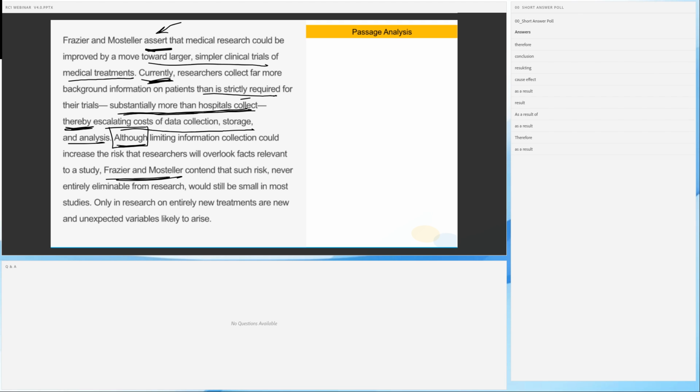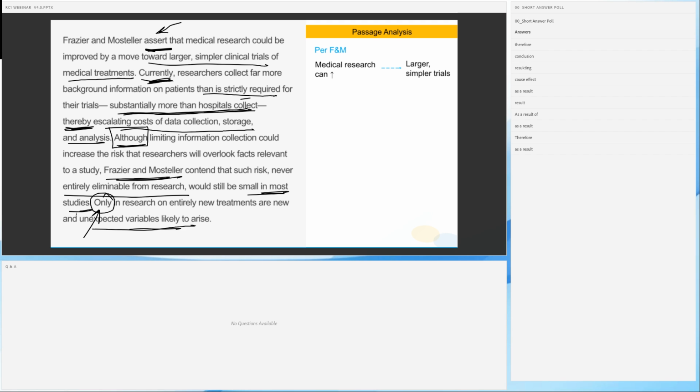F&M assert that such risk, never entirely eliminable, which means that risk is never zero, would be small in most cases. So that risk would be very, very small. Only, again, a very important keyword, in research on entirely new treatments are new and unexpected variables likely to arise. So they say there's one exception to this. Only is an exception word. Really important. Put it in your mind. When you think about entirely new treatments, that's where you need to worry about collecting so much more data, but not otherwise. Okay. All right.